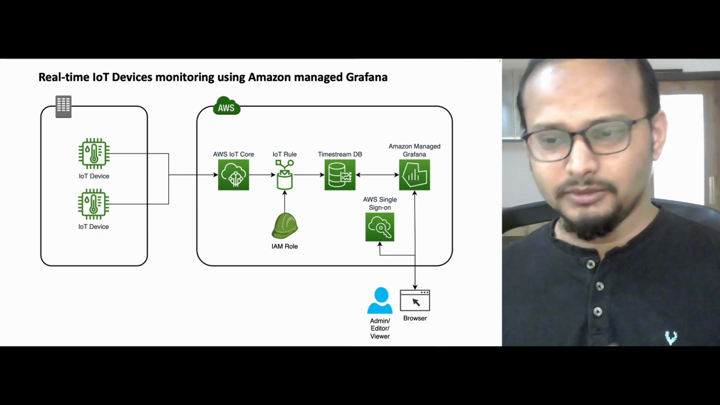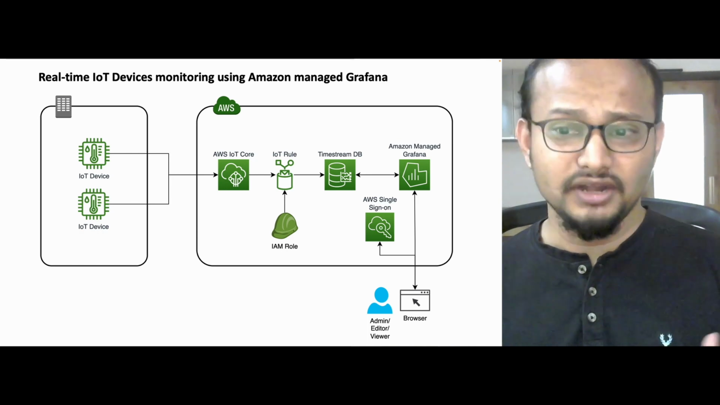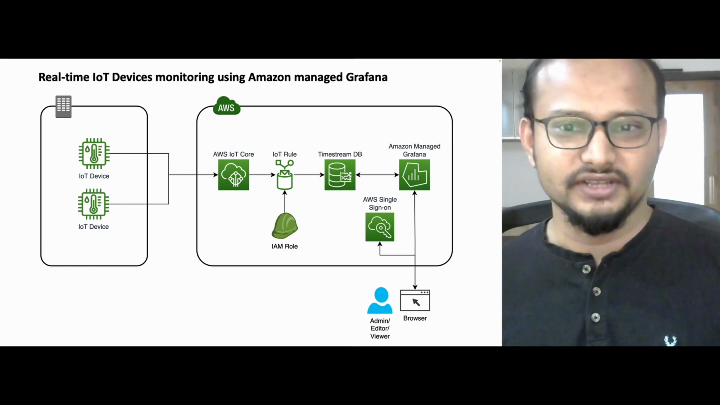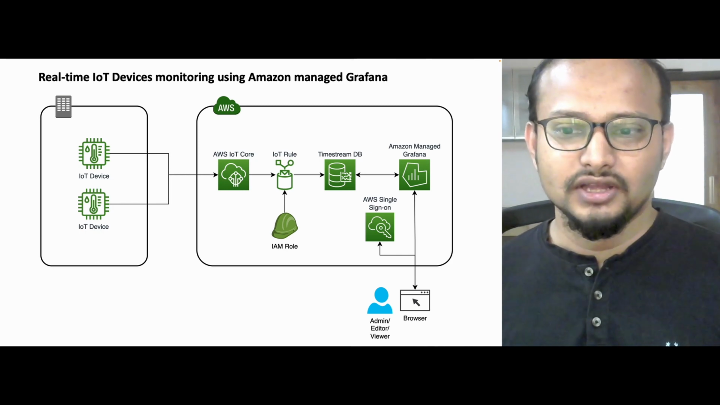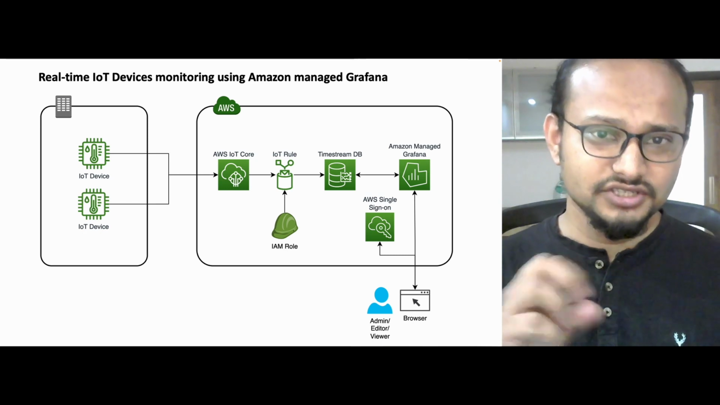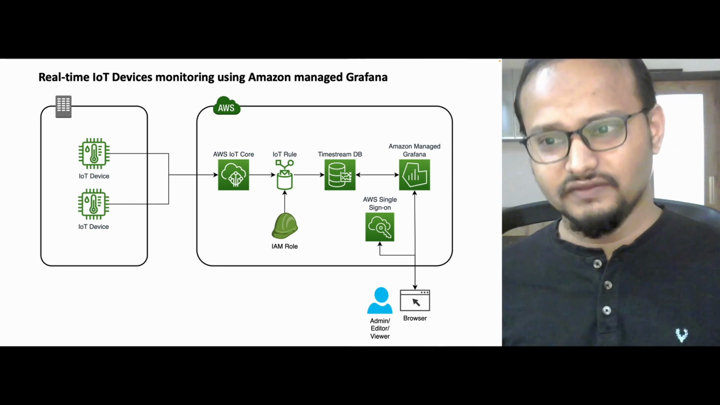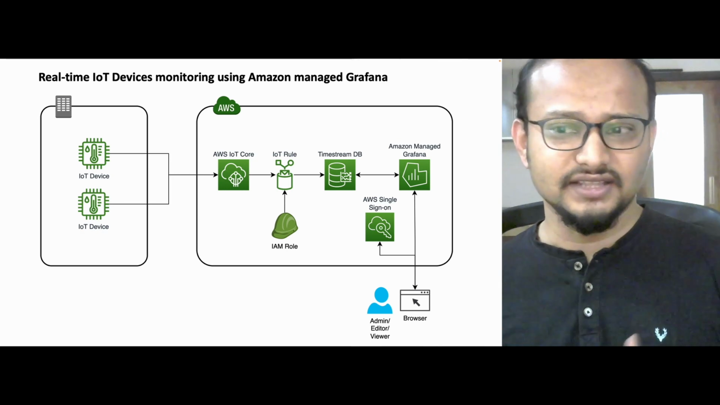Now there are a couple of ways we can get these IoT metrics into Grafana. One is through IoT SiteWise, the other one is through the Timestream database. Here, because I wanted to keep it simple, the intention was just to get the data from IoT devices to Grafana, so anyone can visualize the data.